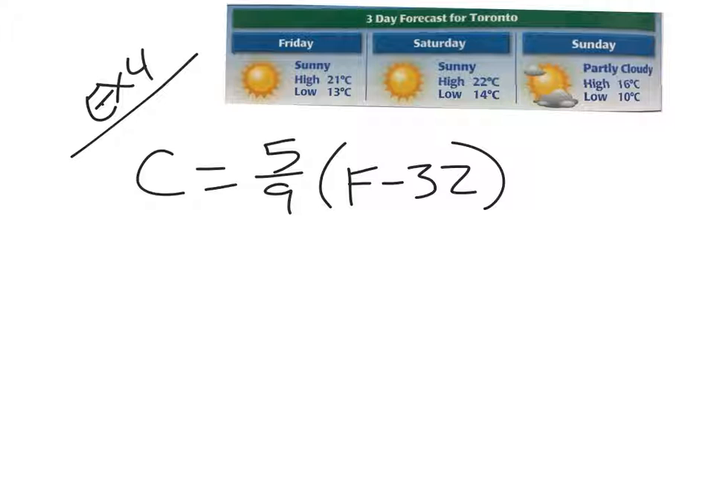So, what are the temperatures we're trying to look at for the lows? 14 and 10. Saturday and Sunday? You don't care about Friday? I circled, there we go. Okay, so this is what we're looking at. So we have Celsius and we're trying to solve for Fahrenheit. So maybe we should rearrange this equation so that Fahrenheit's on the outside first. So, what's my first step to get Fahrenheit by itself?